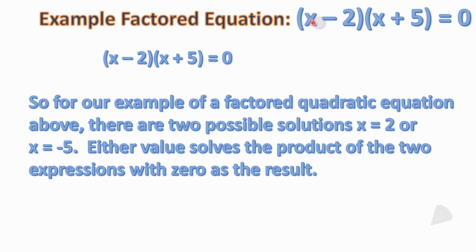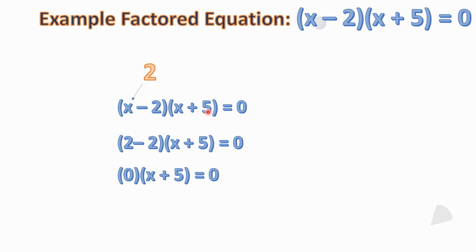But if x is 2, it's going to make this expression 0. 0 times x plus 5 is 0, right? If x is minus 5, you put that in here, and that's going to make this expression 0. 0 times the quantity x minus 2 is 0. So for that factored equation, there are two solutions: x equals 2 or x equals minus 5.